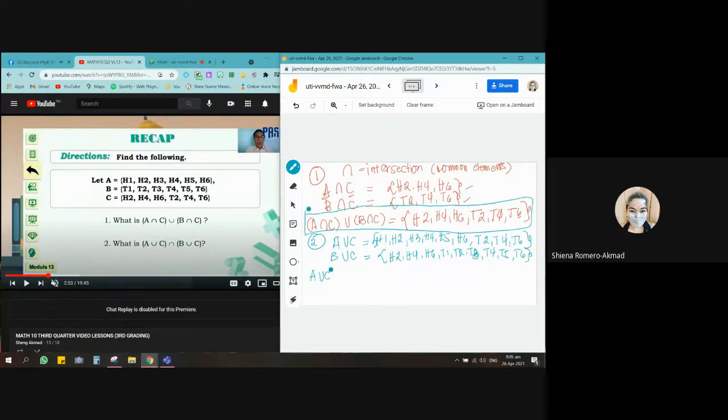Okay. Then how about their intersection? A union C intersection with B union C. When we say intersection, what is common to both? Hanapin natin yung common. H2, H4, H6, T2, T4, T6. So this will be our answer.